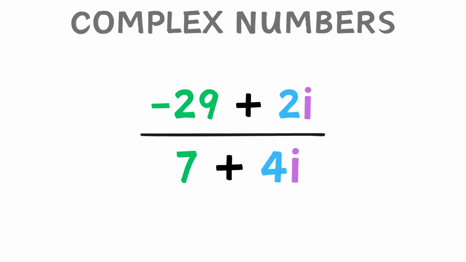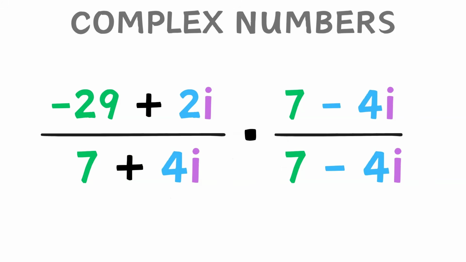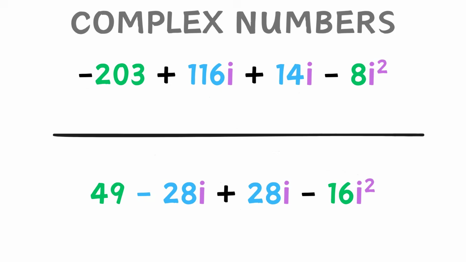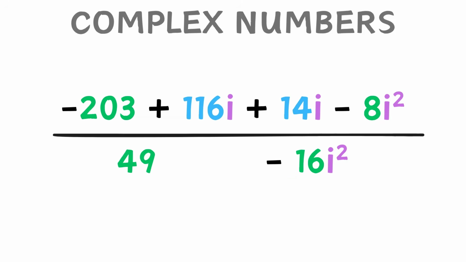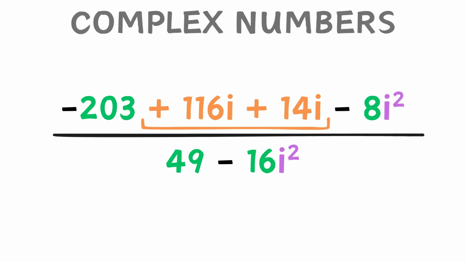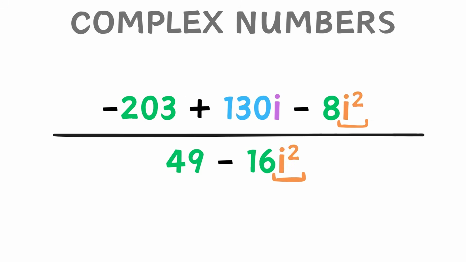To divide complex numbers, we need to multiply the numerator and denominator by the conjugate. In this example, to get rid of the i in the denominator, we'll need to multiply by the conjugate of the denominator, 7 minus 4i over 7 minus 4i. After expanding, we get this. We can then simplify by combining like terms. In the denominator, like we intended, the -28i and 28i cancel out. In the numerator, 116i plus 14i is 130i, and i squared is -1.